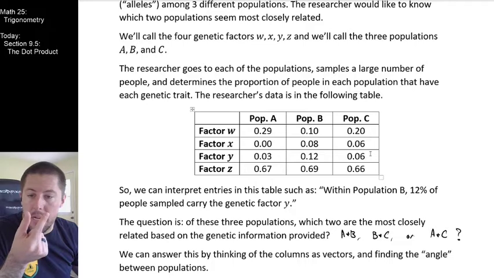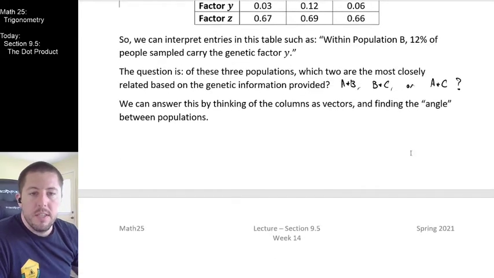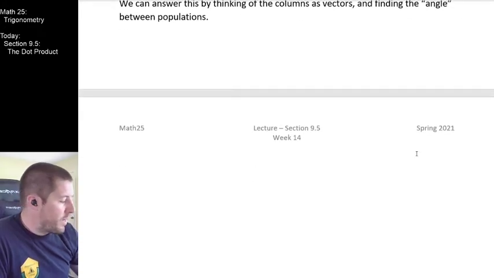And the smallest angle between any two pair is going to be the two most closely related genetic groups out there, which is very cool. So let's go ahead and do the dang thing here. What are we going to end up seeing here?